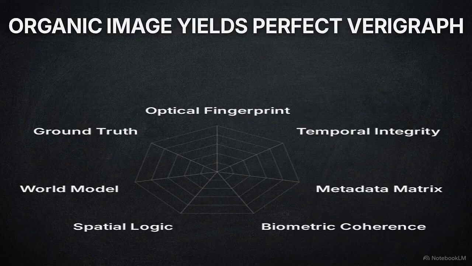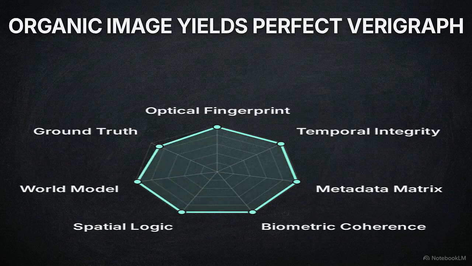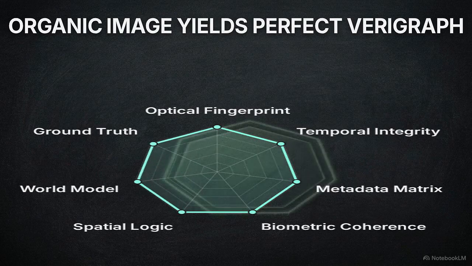For an organic image, the protocol produces a perfectly symmetrical green heptagon called the varigraph, yielding a veracity quotient score of 9.7. Each axis represents a physical law. To remain robust, factors like the optical fingerprint, temporal integrity, and metadata matrix must validate simultaneously.